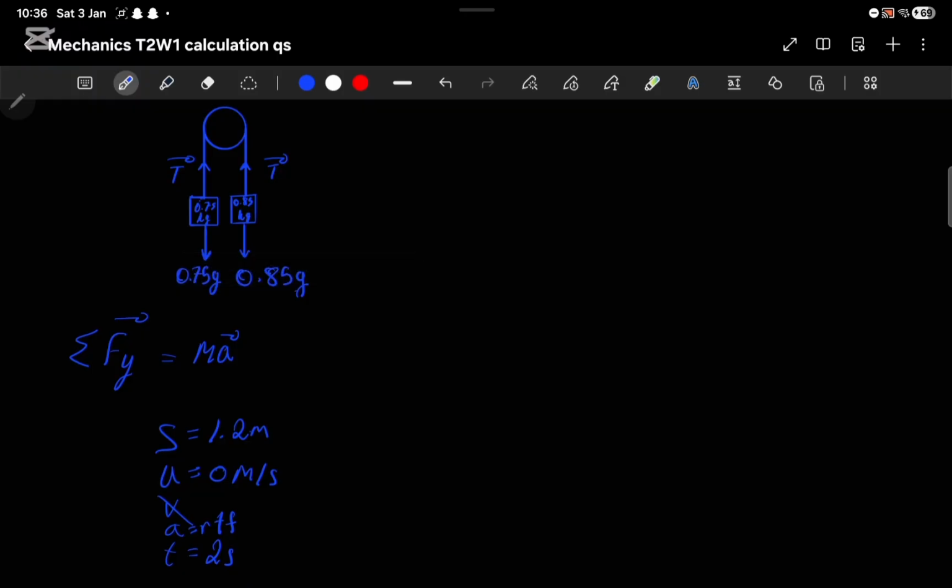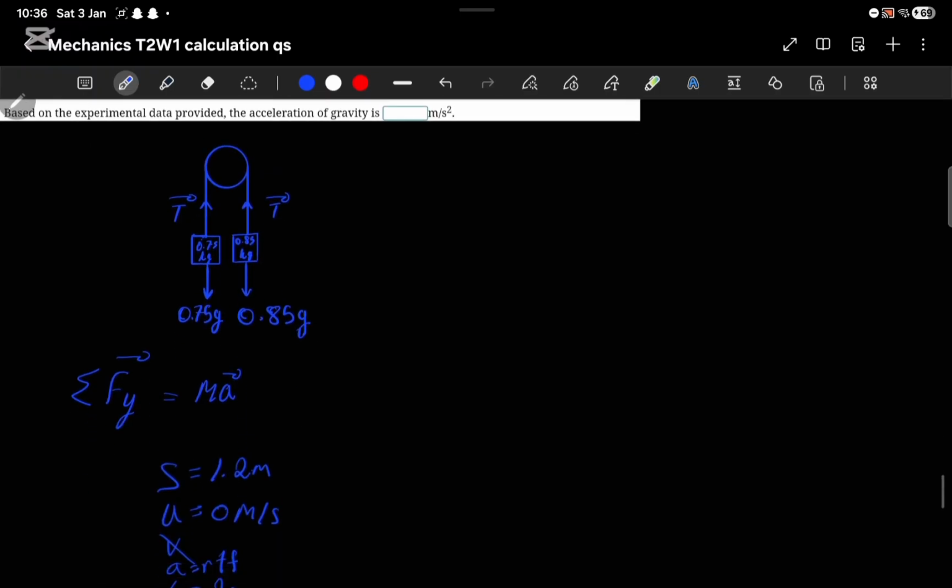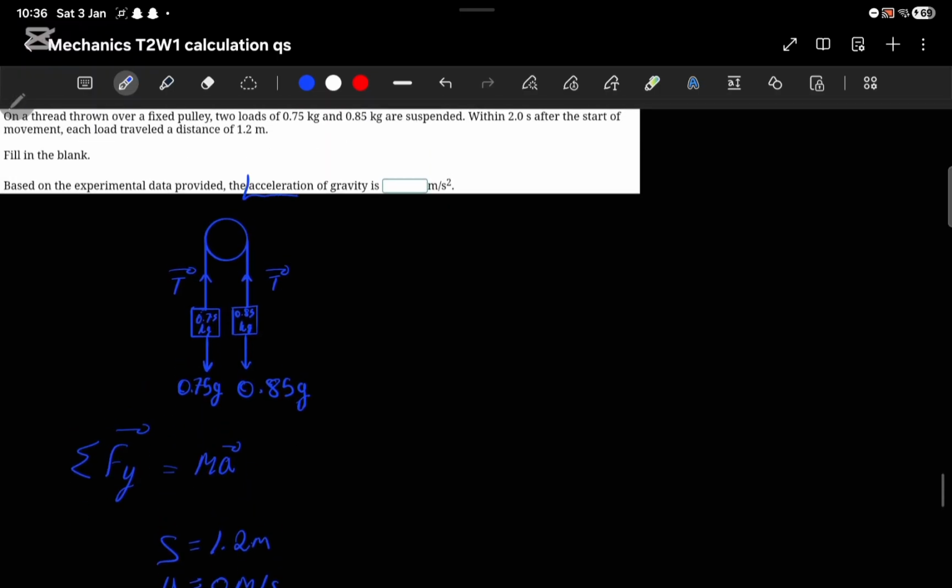I just used it because I knew it would cancel out eventually. I can use G as 10 and find an approximate value, but I'm hoping it cancels out. No, wait. I can't cancel it out because they want us to find G. Never mind. One second. That doesn't work like that.